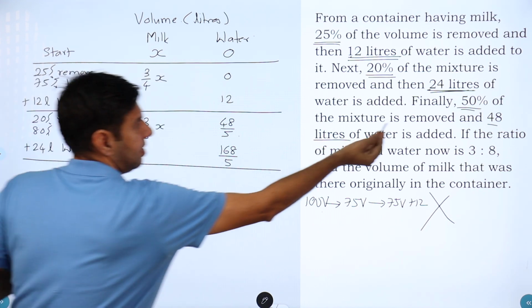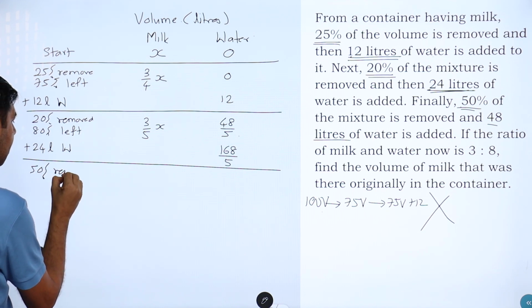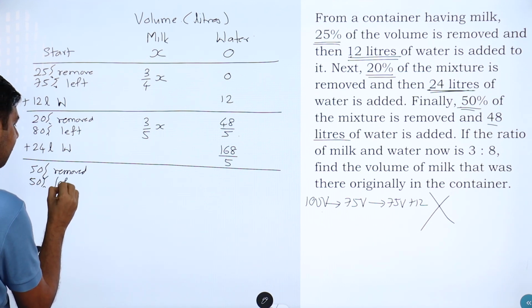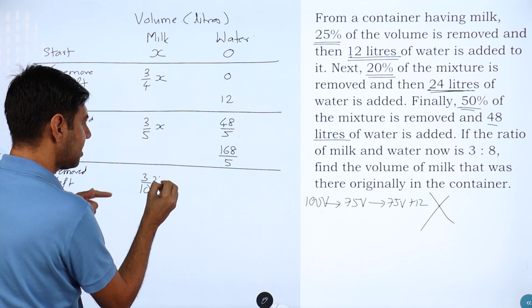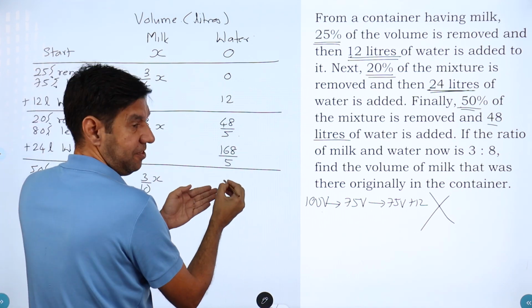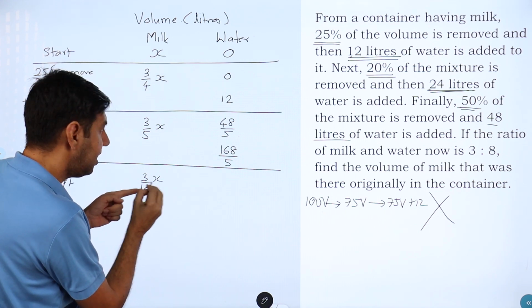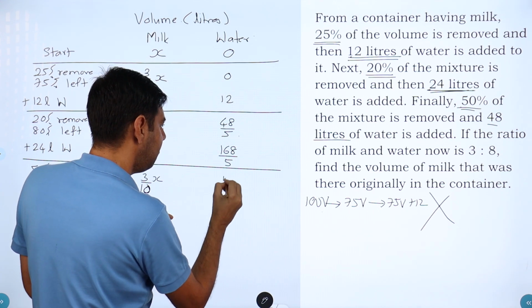That's one left, and then the numbers are easy. 50% removed. So don't miss out that you have to work on what's left. 50% is left, so half of this is left. So that is nothing but 3 by 10 of x. Okay, half of this. Now you could divide 168 by 2, but since there's a 10 here, I'd prefer a 10 here. So half, 5 into 2 is a 10. So this will be 168.